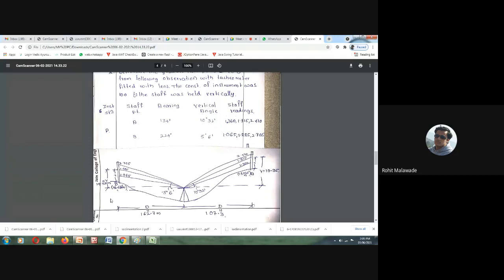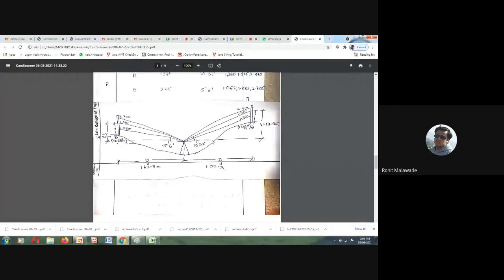Is it clear? Can I go ahead? Diagram is clear? Yes, sir. Fine. Move ahead. If it is clear, I will go ahead.